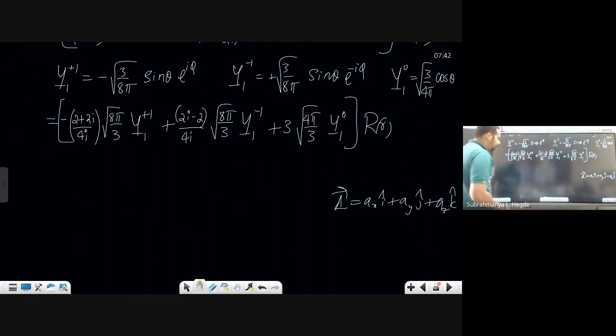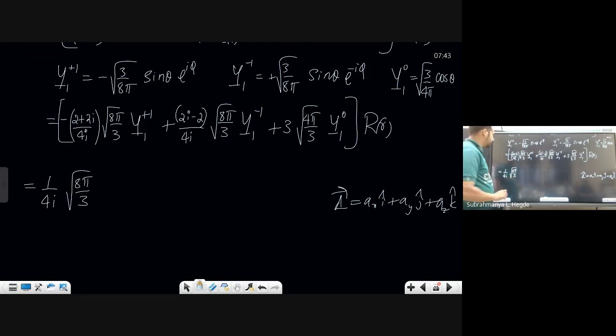To simplify the next step, I'm going to multiply the whole thing by 4i, and multiply the whole thing by root 3, and divide by root 8 pi. What do you think? Or take something common and throw it out. Can I take 1 by 4i common? Can I take root of 8 pi by 3 common?